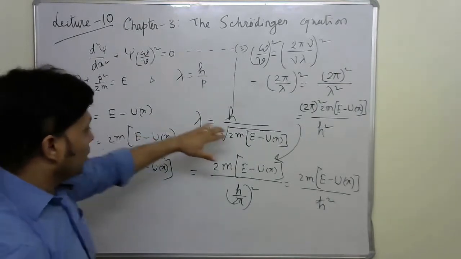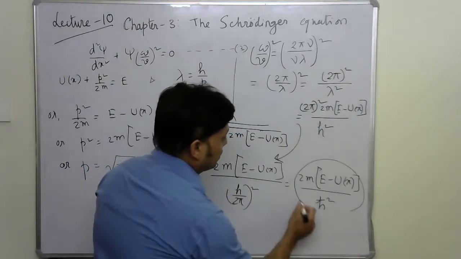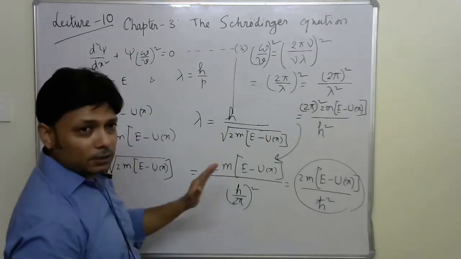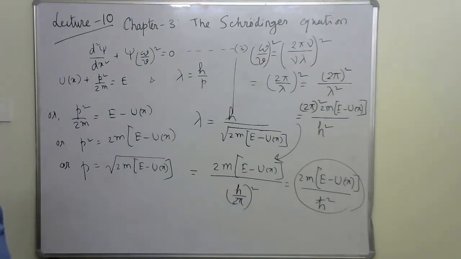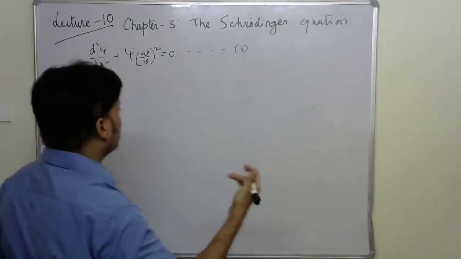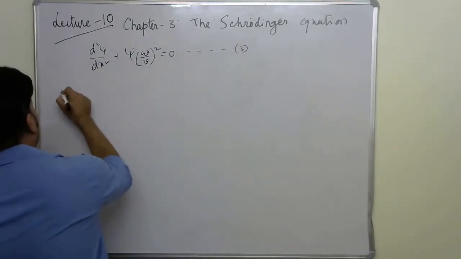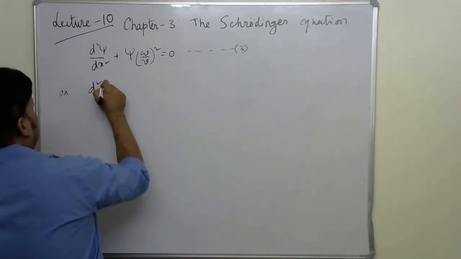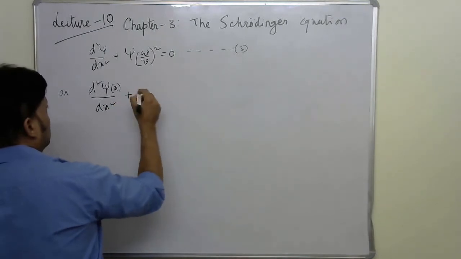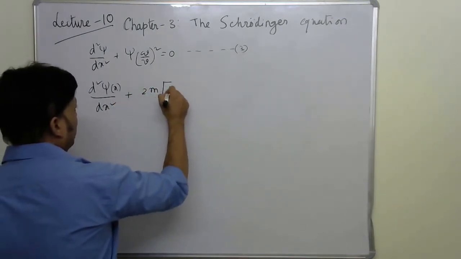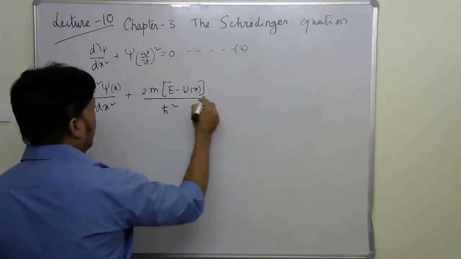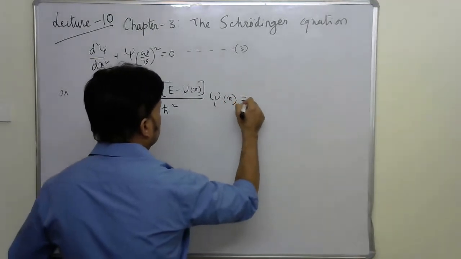So now it's our job to replace this quantity into equation number 3. So let's erase the board and let's do it. If we expand the value of omega by v in terms of h and the energy, we can write this as d2 psi of x dx square plus 2m (E minus U(x)) divided by h cross square psi of x is equal to 0.